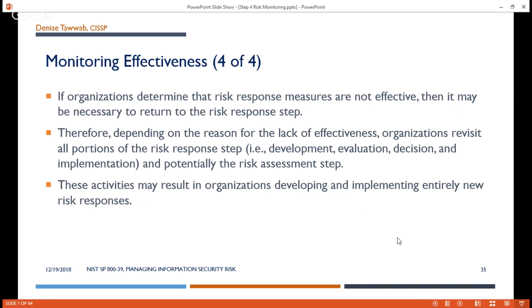If your organization determines that risk response measures are not effective, then it may be necessary to return to the risk response step. Depending on the reason for the lack of effectiveness, you might revisit all portions of the risk response step, development, evaluation, decision, and implementation, and potentially the risk assessment step as well. These activities may result in your organization developing and implementing entirely new risk responses.